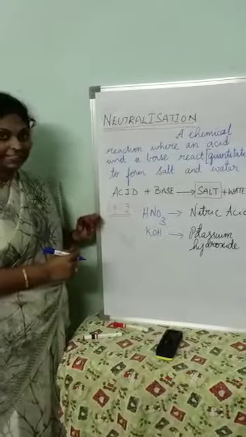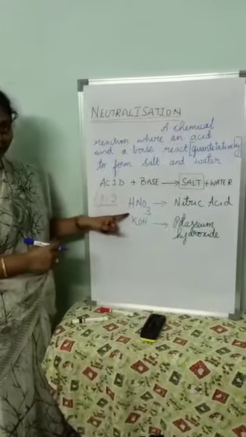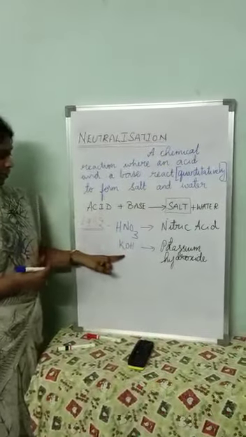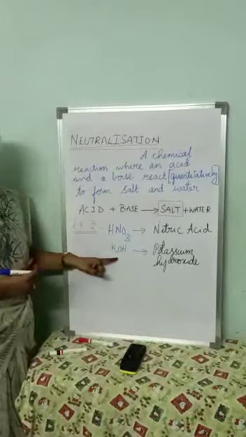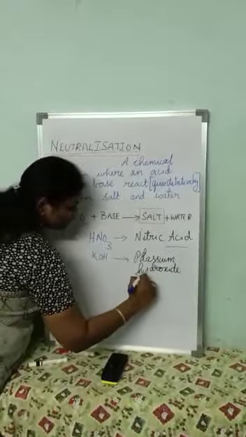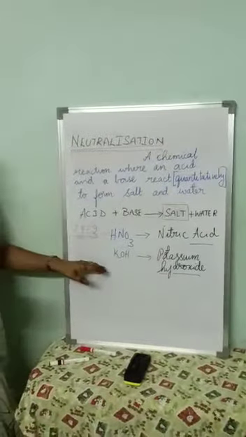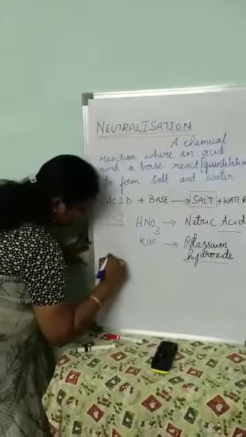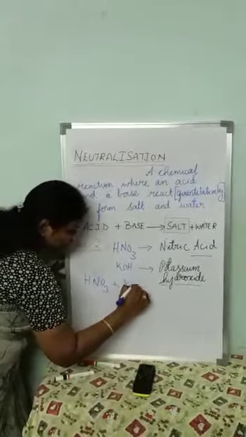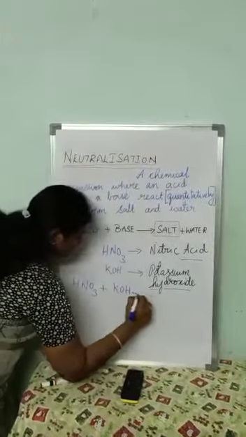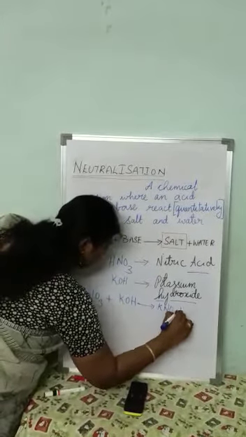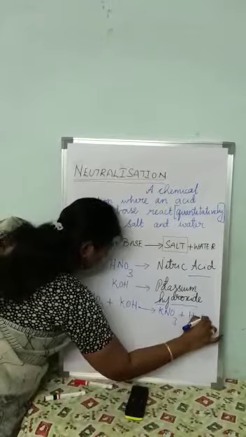Now let us see a second example, children, wherein we are going to take nitric acid, that is HNO3, which is going to be combined with potassium hydroxide, which is a base, that is KOH solution. So this is an acid and this is a base because it is having hydroxide, isn't it? So it is a base. Now let us see the reaction. HNO3, that is nitric acid, along with potassium hydroxide is going to give you KNO3 plus water, that is H2O.